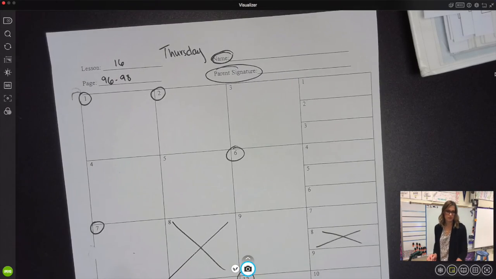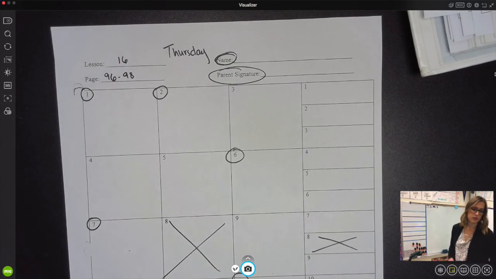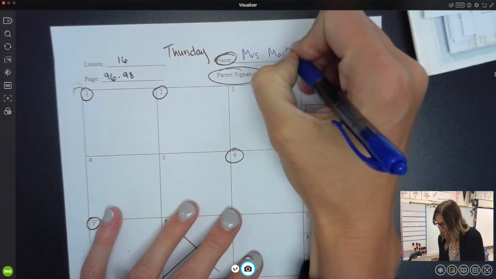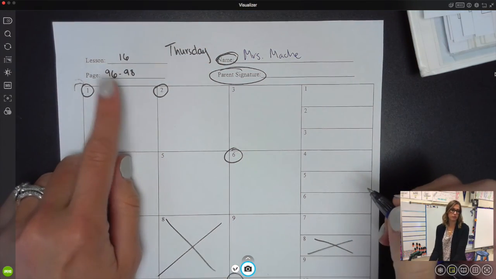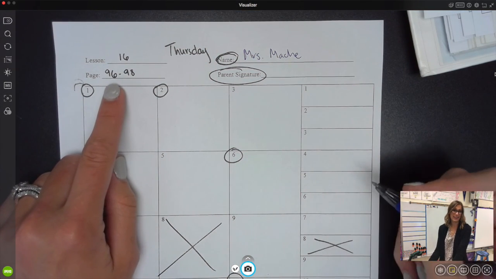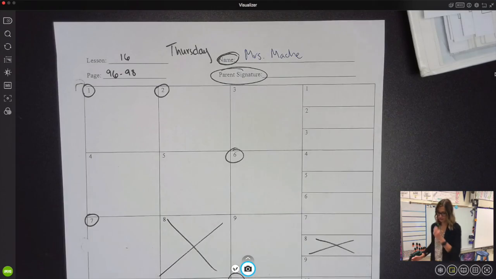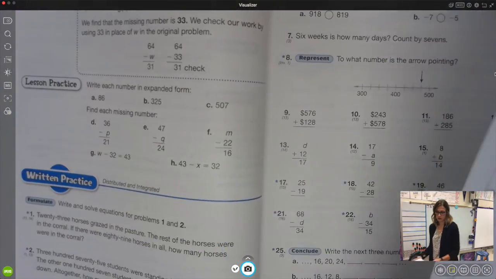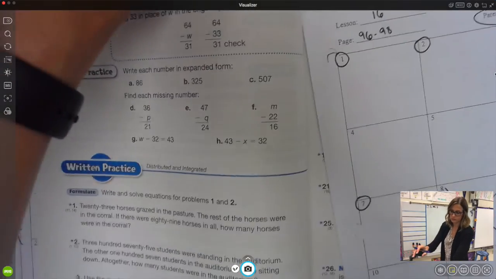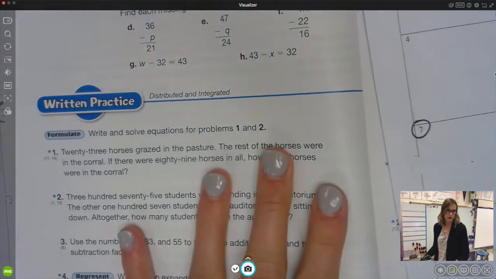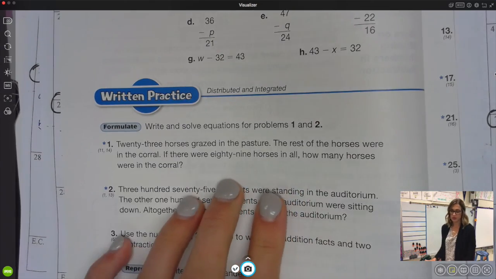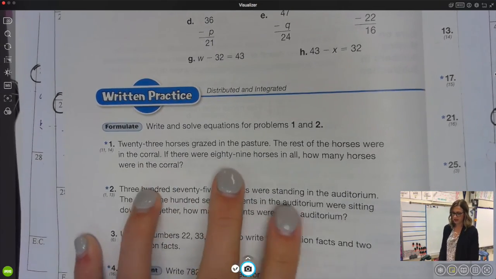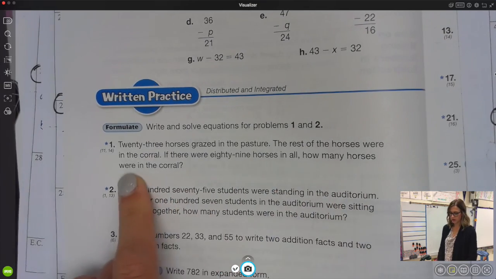Let's get going on some lesson 16 problems. Make sure you've got your name on the top. As it says right here, we're on pages 96 to 98. Let's get going on our word problems. First problem says 23 horses grazed in the pasture. The rest of the horses were in the corral. If there were 98 horses in all, how many horses were in the corral?